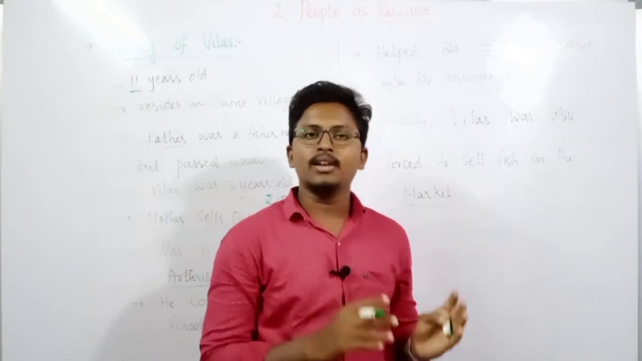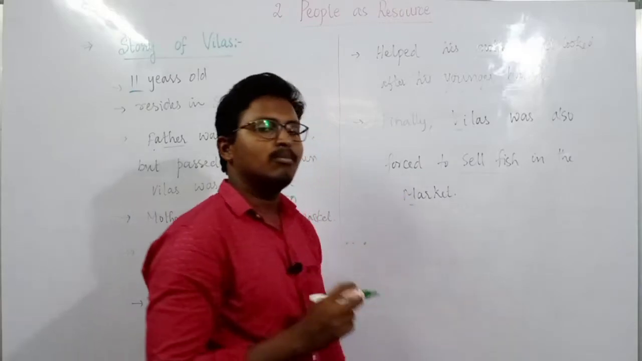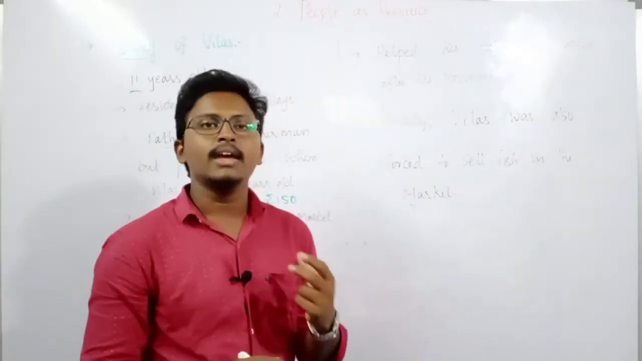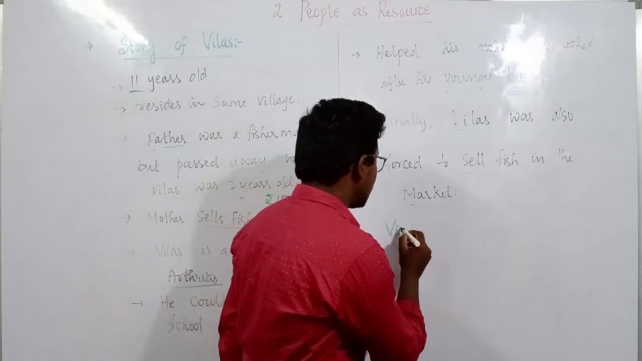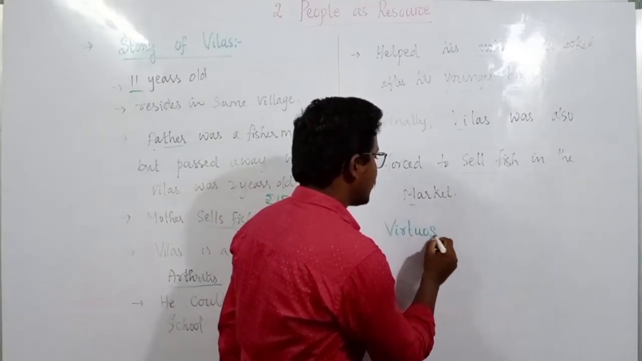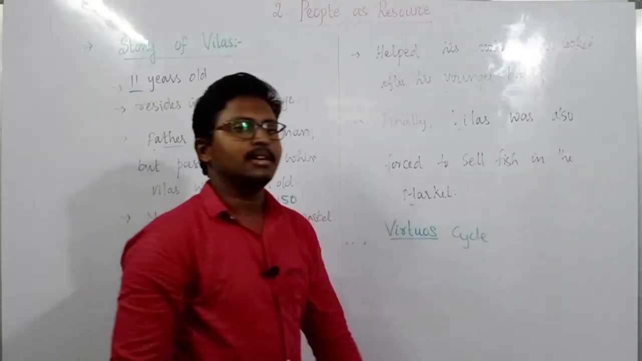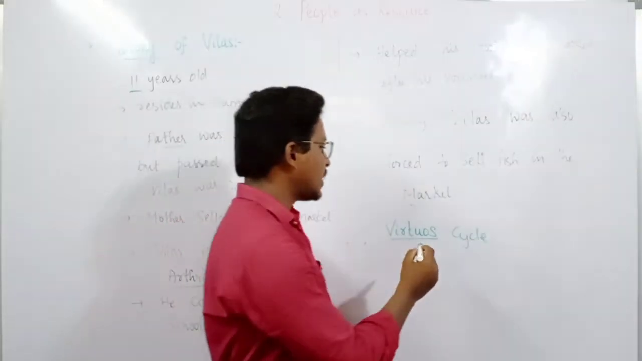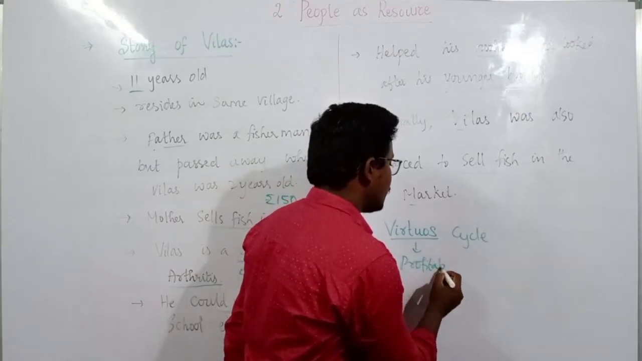Not only Sakal and Vilas, any child in the country, if we invest money both in health as well as education, it gives more returns, and it also forms something known as a virtuous cycle. If we invest money in education as well as health, it gives a virtuous cycle. A virtuous cycle means something which is profitable and beneficial to the people.